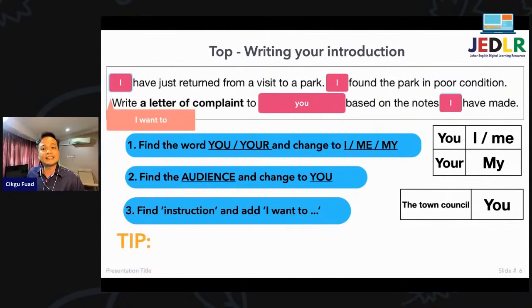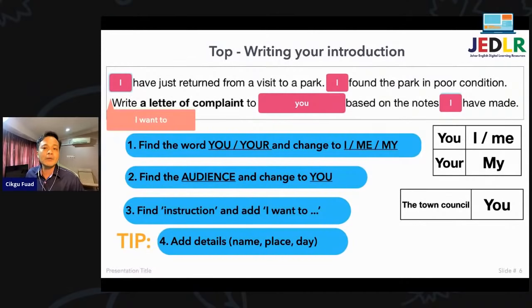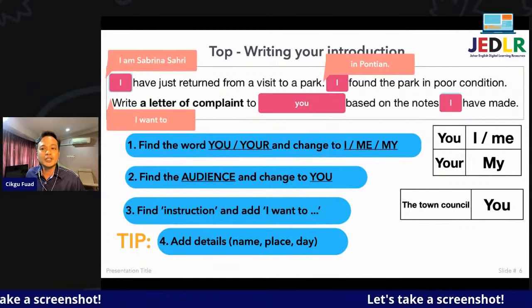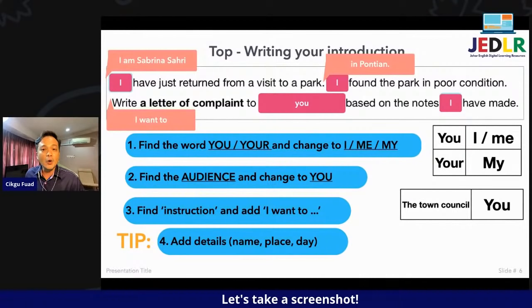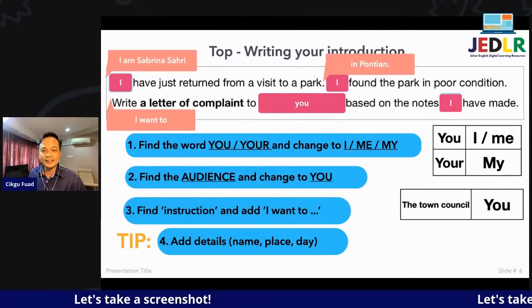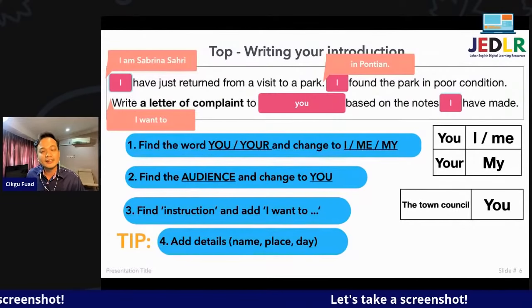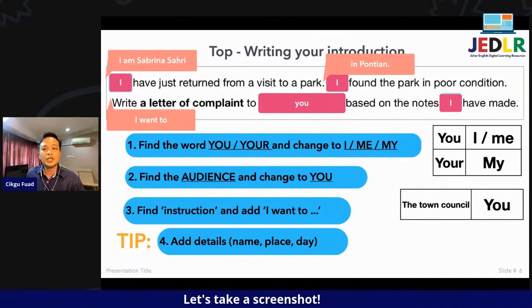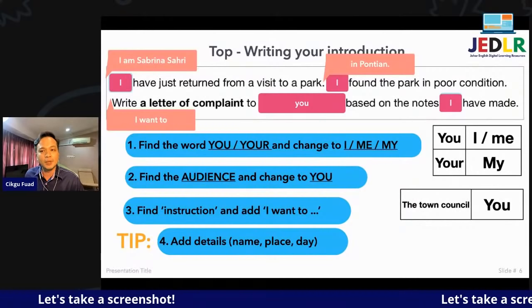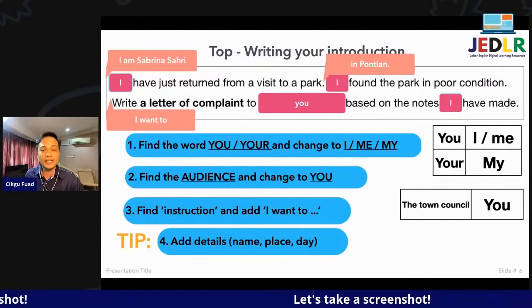However, if let's say you want to make it much better, you may want to add some details, like adding your own name, adding a place or day where it fits. For example, over here: I am Sabrina Sahri. I have just returned from a park in Pontian. So this is your own introduction. Taken only from the introduction, not that difficult, right? Taklah susah sangat. Everybody can do this. This is only if, for example, you are unable to think of a proper introduction. But if you can write your own, please do so.